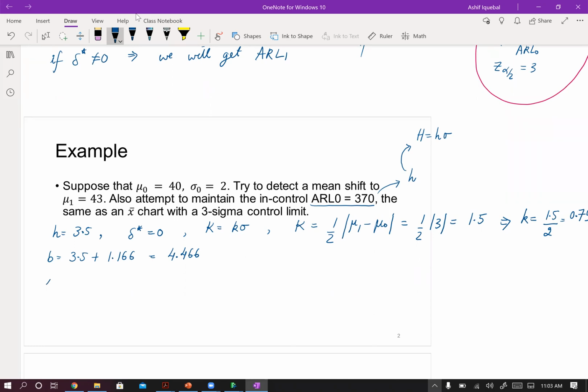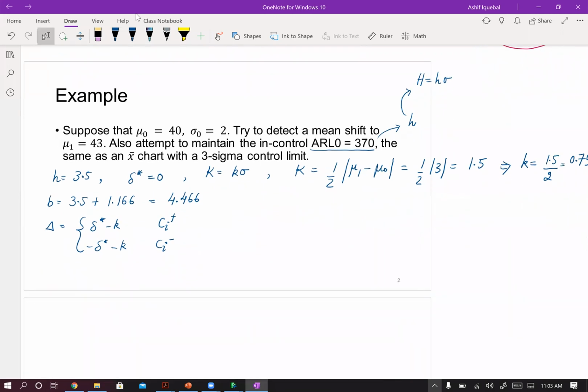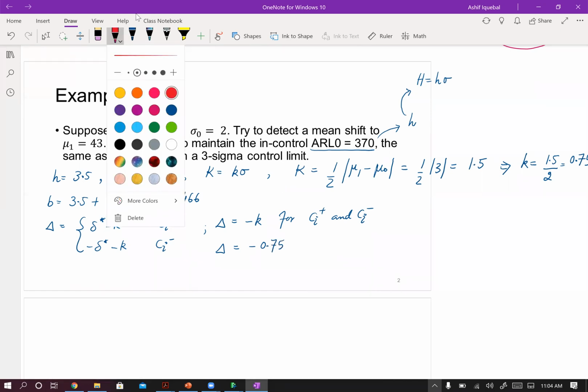Now, capital delta, there are two possible values for capital delta, right? The first value is when we are looking for CI plus. In this case, it is equal to delta star minus K. And if it is for CI minus, it is minus delta star minus K. But right now, delta star is equal to 0. So our value of capital delta is equal to minus K for CI plus and CI minus, right? It will be the same for both the upper CUSUM chart and the lower CUSUM chart. So the value of capital delta is minus 0.75. Right. Any questions so far?